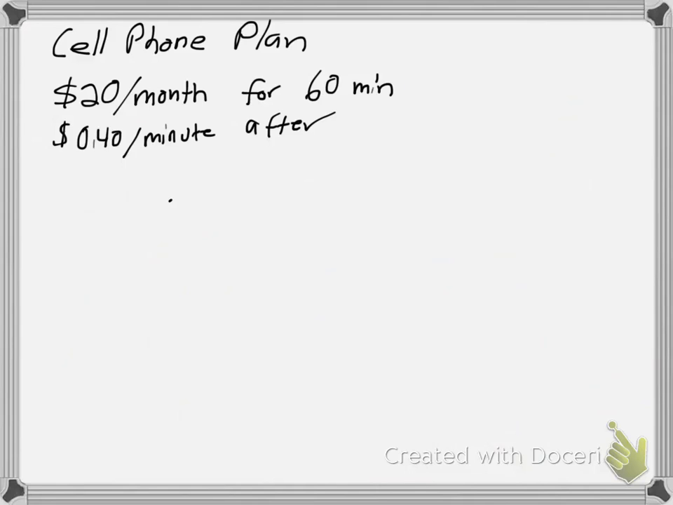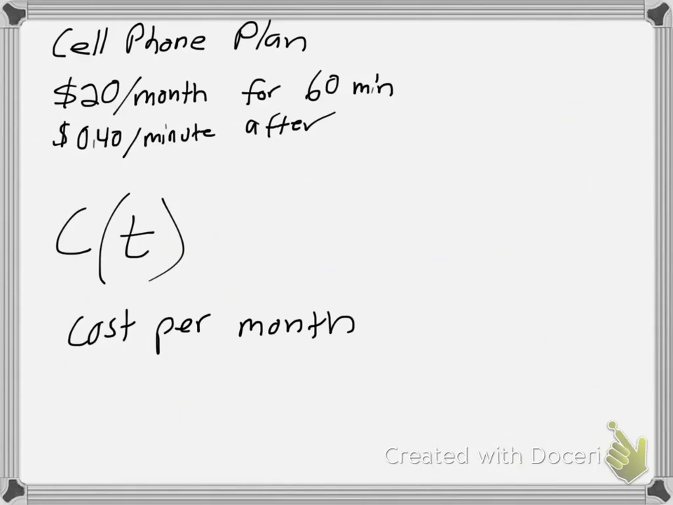The last thing I want to mention is the cell phone plan example, which is going to show what piecewise functions are. So the problem at hand is that we've got a cell phone plan that's $20 a month for 60 minutes, and then we have 40 cents a minute thereafter. So after we already do 60 minutes, we have to spend more money in order to get more minutes onto the plan.